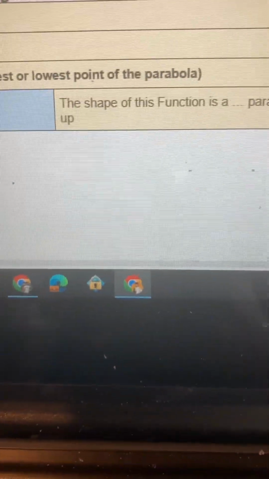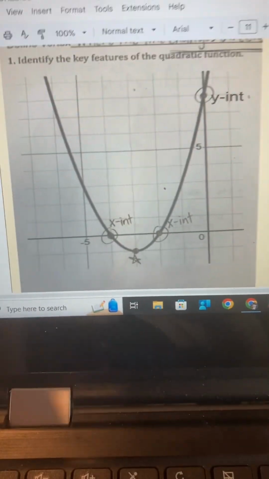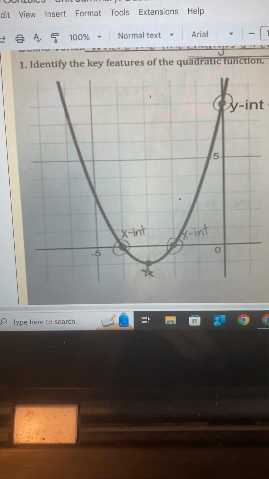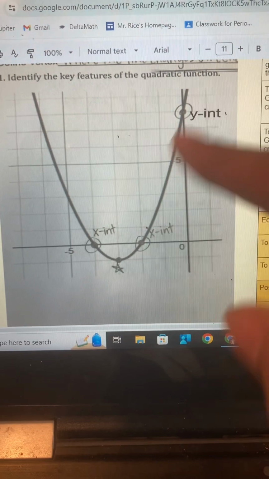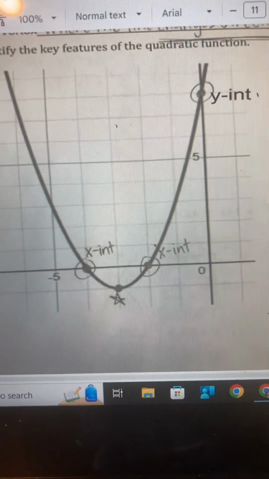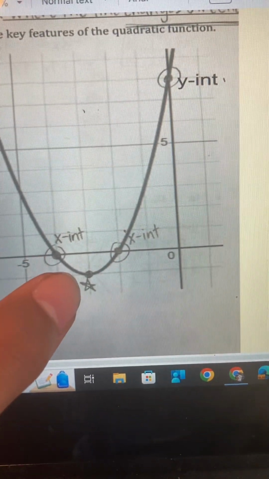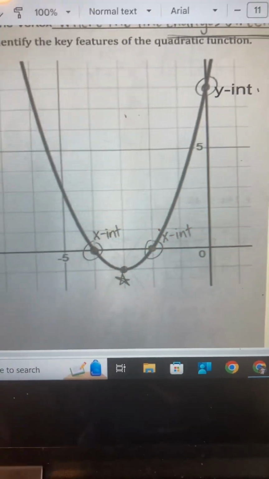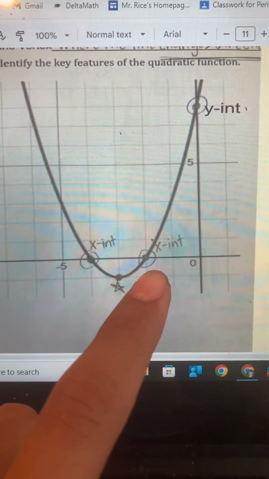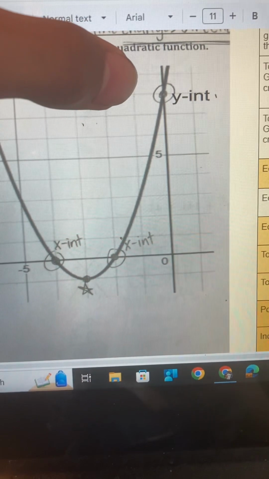Now, describing a quadratic on a graph. The shape of this function is a parabola that points up. Here we have the example for a graph. Now, as you can see, it is a U-shape, so it is a parabola. As you can see here, I have my vertex, which is the lowest point of my parabola. Then here, I have my x-intercepts, and up there is my y.